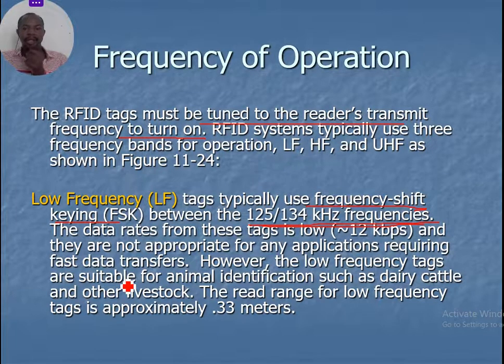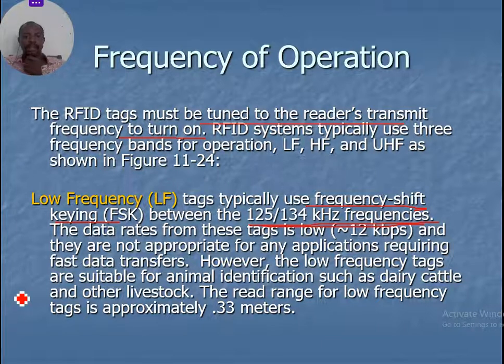Now the data rates from these tags are as low as about 12 kilobit per second. When we say data rate, we are talking about the speed of transmission. Just kilo, not megabit per second. And they are not appropriate for any application requiring fast data operation or transfer. These ones cannot be used for fast data transfer because it's just kilobit per second. The speed is not megabit per second. When you're looking for fast data transfer, we'll be looking at 200 megabits or above 200 megabits per second. Is that okay?